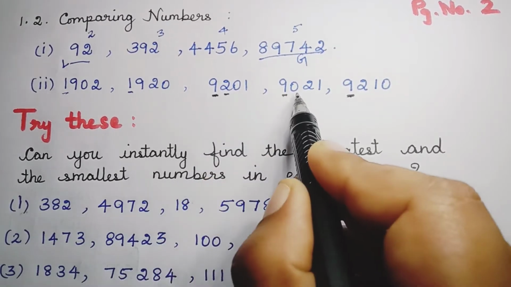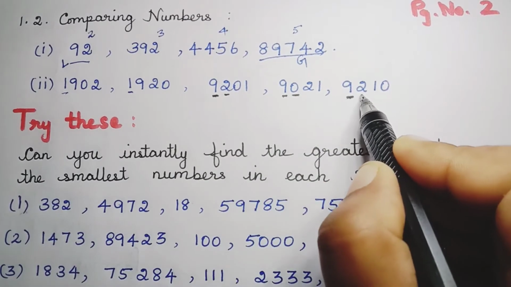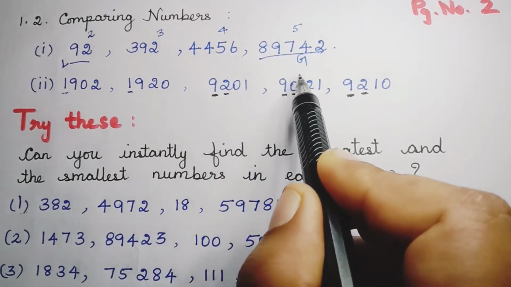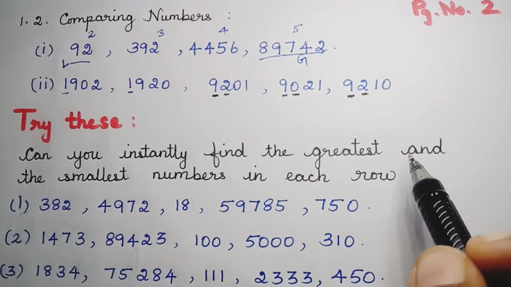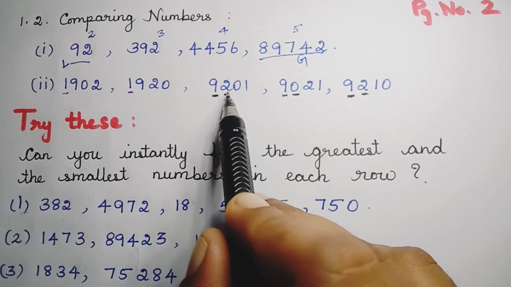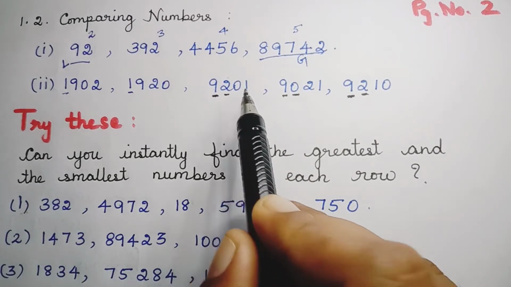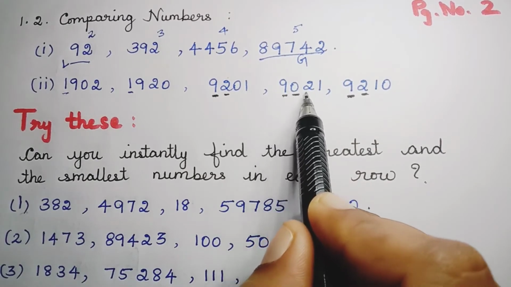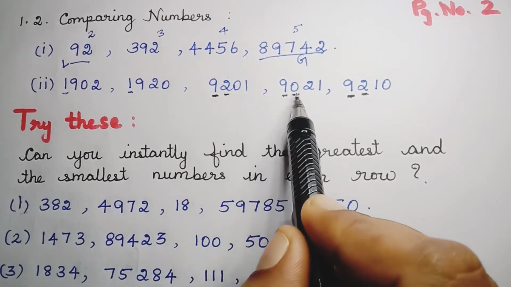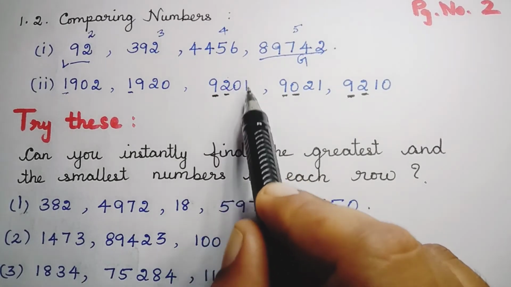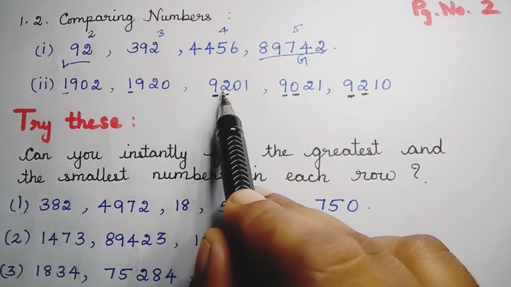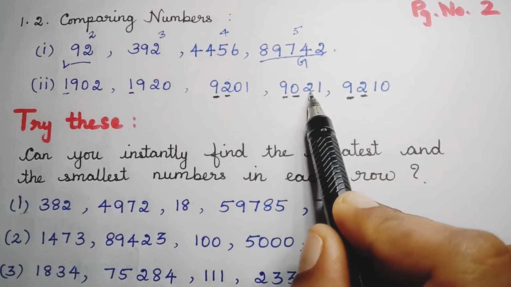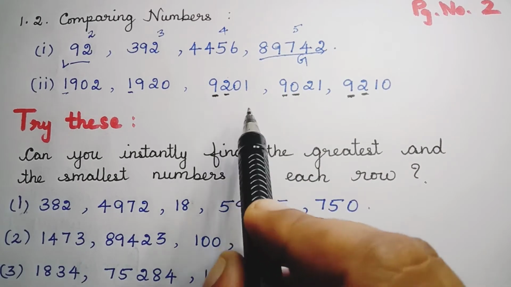Here this is 2, this is 0, and again this is 2. So compare these 3 numbers: 2, 0 and 2. From this we can find that 9201 and 9210 are greater than the middle number, which is 9021, right? Because 2 is greater than 0, we are filtering it further, with 9201 and 9210 as the bigger numbers than this one. Now we have to compare these two numbers.